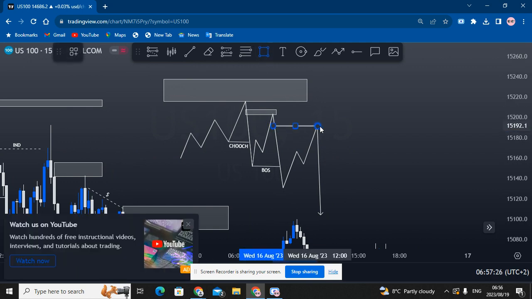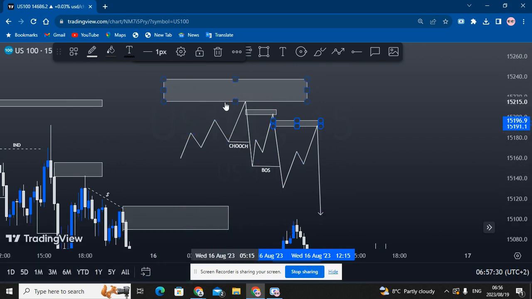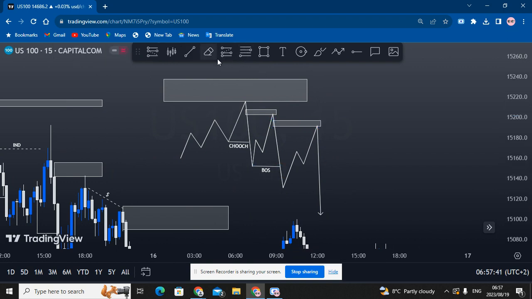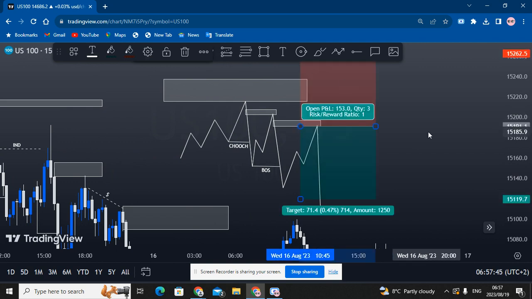When the market goes back and fetches orders, that's where you enter the trade, because now you'll have the first confirmation, the market has touched the 15-minute order block. The second confirmation, the market has done a choch. And the third confirmation, the market has broken structure to the downside. That's where you'll be able to take a trade. So your trade will be high probability.